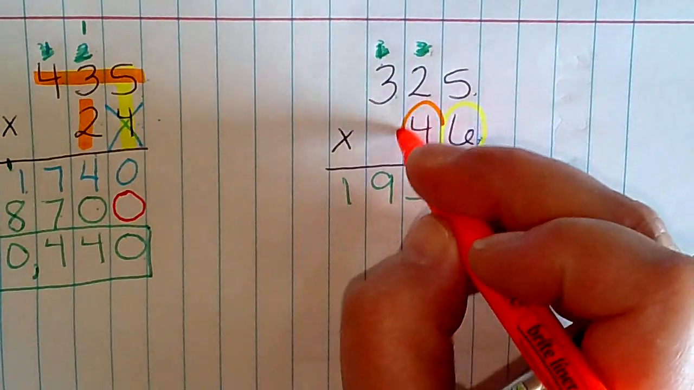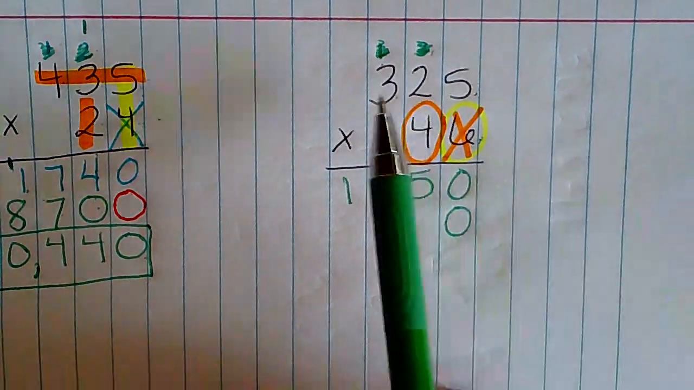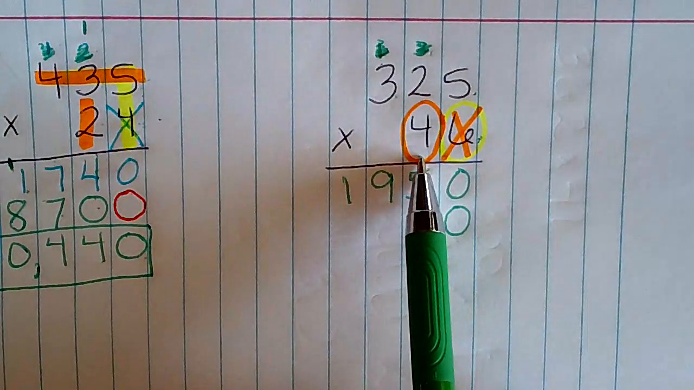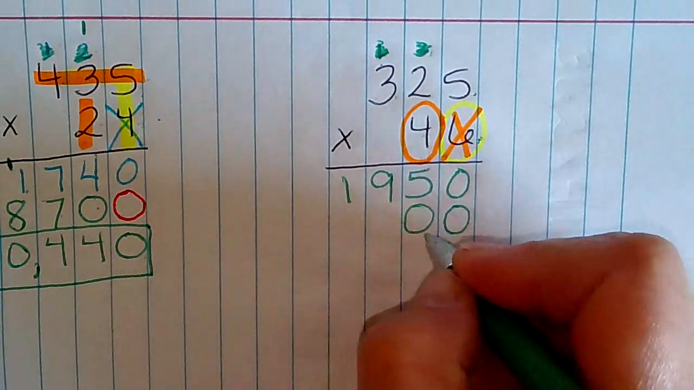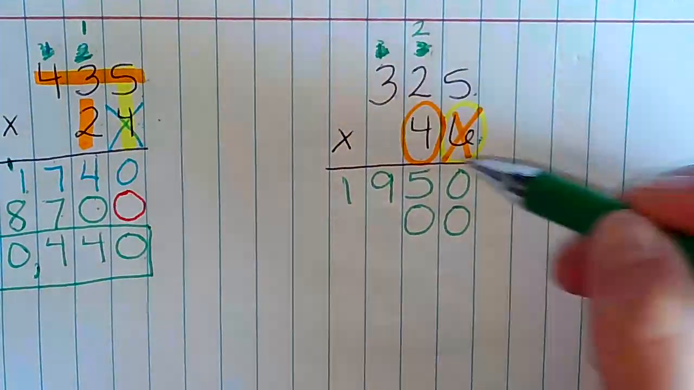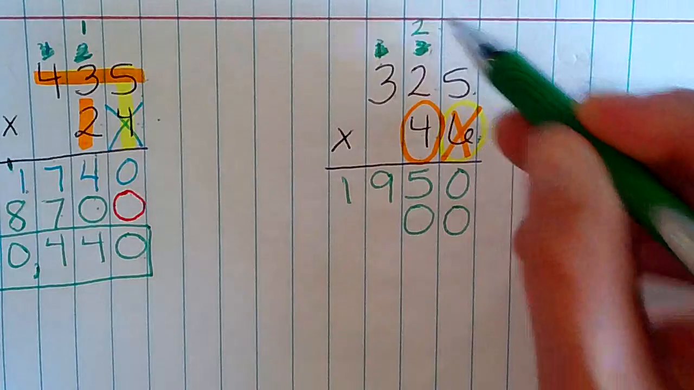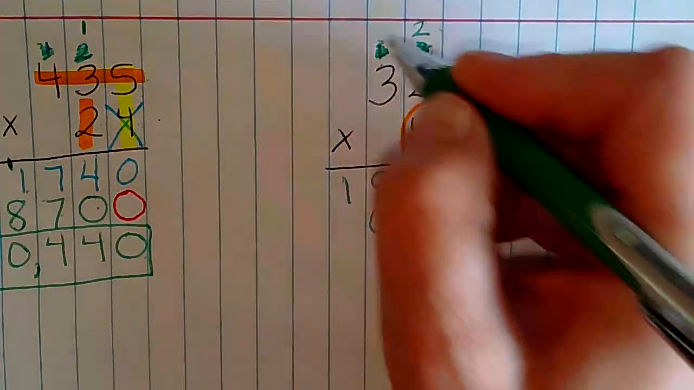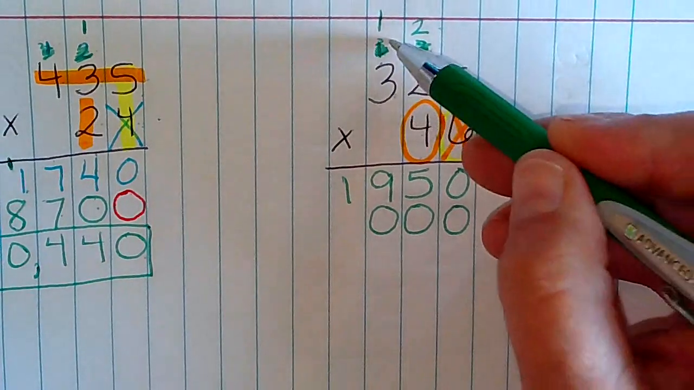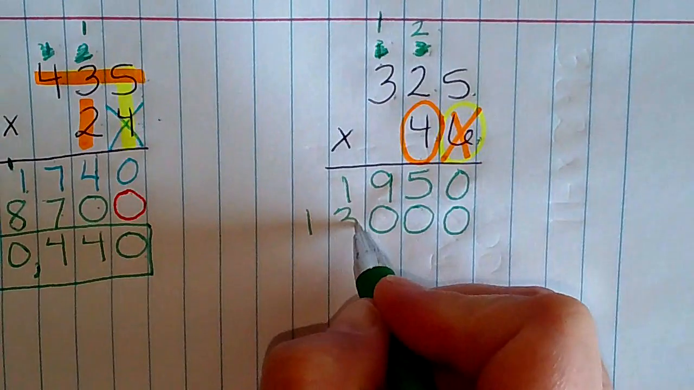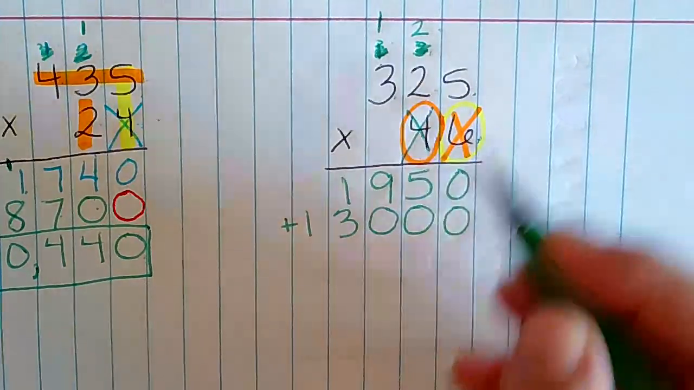We are moving to the tens place. Finished with the ones. Now we're going to do 325 times 4. 4 times 5 is 20. Put our 0 here. Carry our 2. 4 times 2 is 8. Plus 2 is 10. Put our 0 here. Carry our 1. 4 times 3 is 12. Plus 1, 13. I'm out of numbers here, okay? I'm done with my tens place.